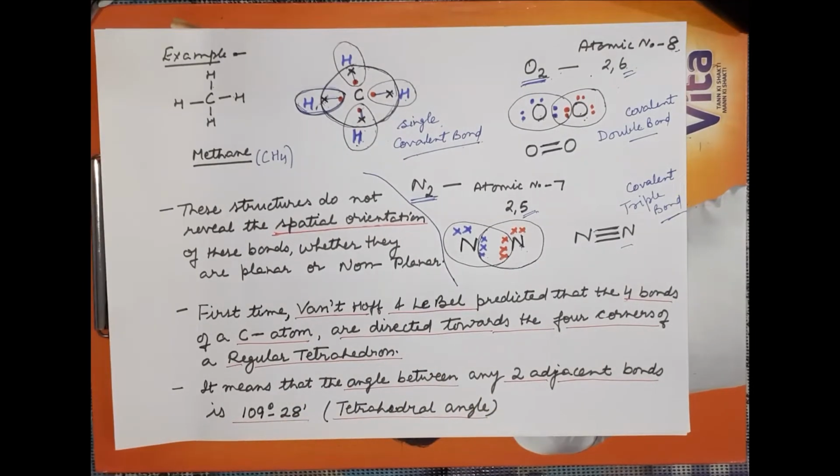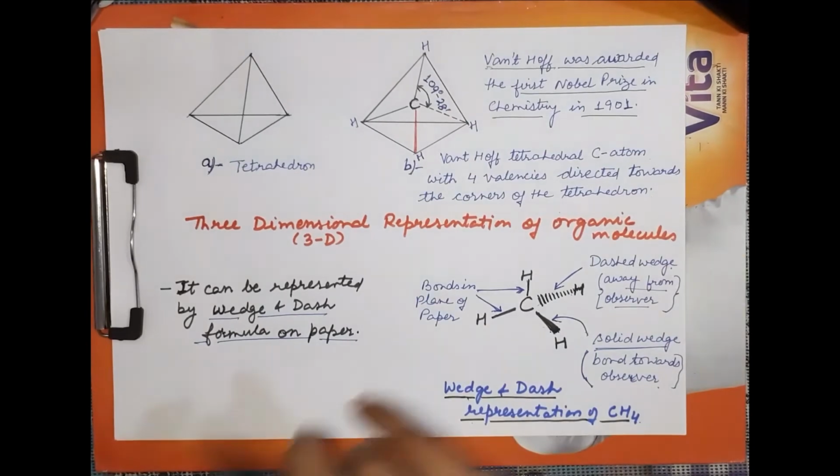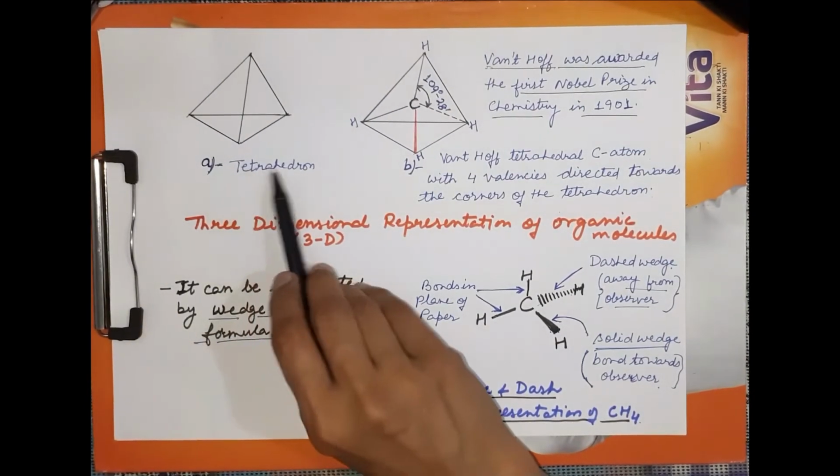From these structures, we cannot understand anything about the spatial orientation. So for the first time, Van't Hoff and Le Bel predicted that the 4 bonds of the carbon atom are directed towards the 4 corners of a regular tetrahedron, and it means that the angle between any 2 adjacent bonds in methane is 109 degrees 28 minutes. I will explain this with the help of these 2 pictures.